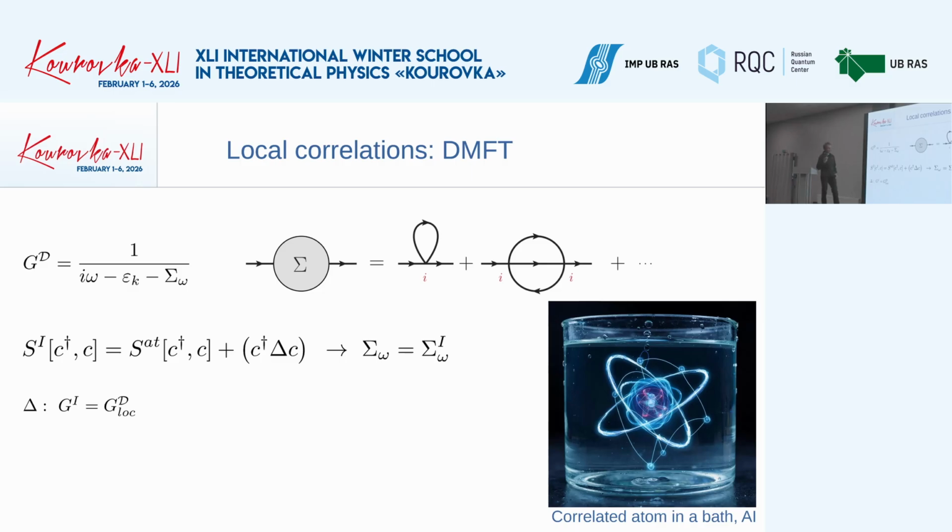So in the dynamical mean field theory, the Green's function is written here, and the self-energy function is non-local in time, but it is local in space. So it's localized on sites of the lattice. This is a theoretical school in Russia, so I must draw some diagrams.